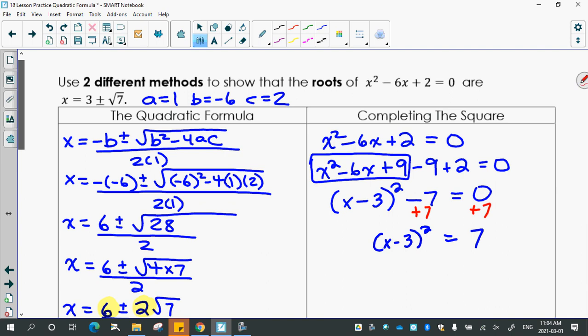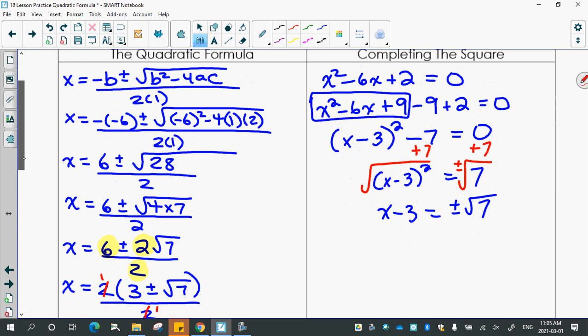Square root both sides, plus or minus on the right side here. Check to see whether the radical of 7 can be reduced. No, it can't be, so I just leave it as plus or minus the square root of 7. And then add 3 to both sides to get x by itself. And you end up getting exactly the same thing: 3 plus or minus the square root of 7.